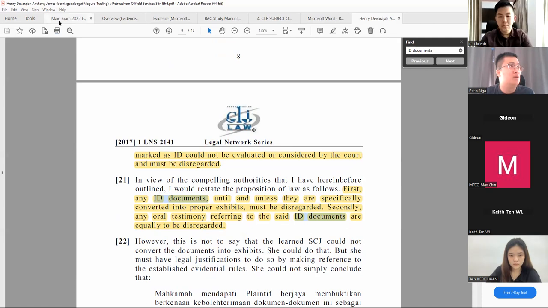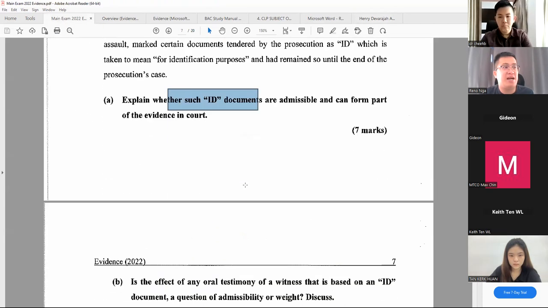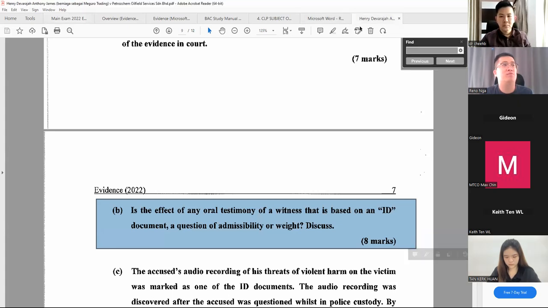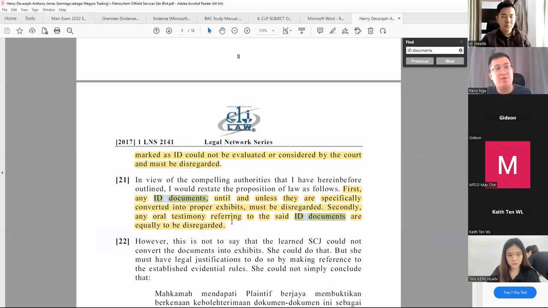Okay, why they ask about this is because they ask, is the effect of any oral testimony of a witness that is based on an ID document a question of admissibility or weight? It means the document itself already is an ID. Can a witness refer to this ID document or not? The answer is no. Hearsay. Secondly, any oral testimony referring to the ID document is equally to be disregarded. So which means, if whatever the witness says is referring to the ID document itself, I already don't believe. Whatever you mention about the ID, I don't believe as well.